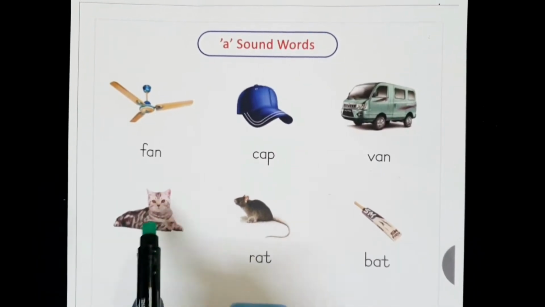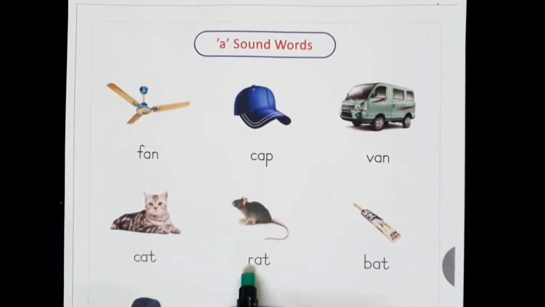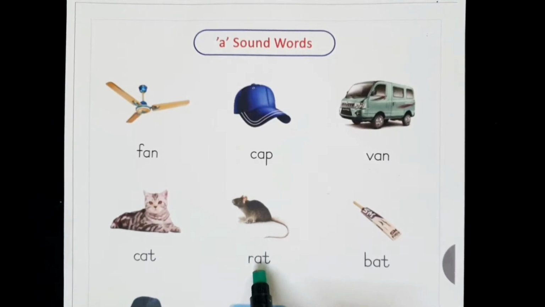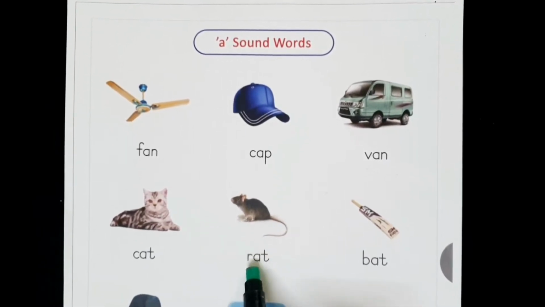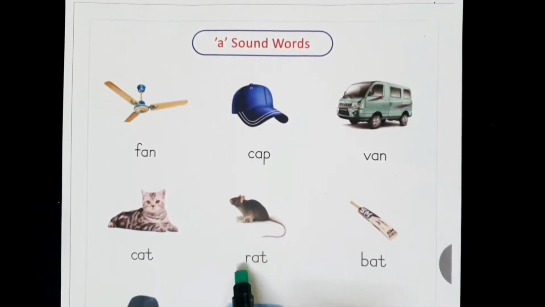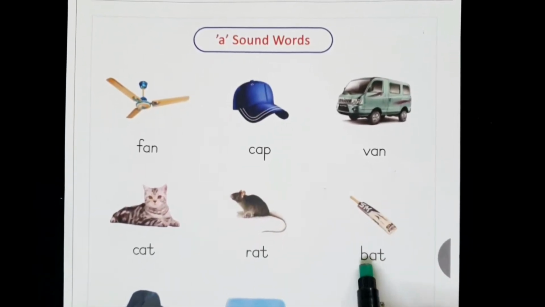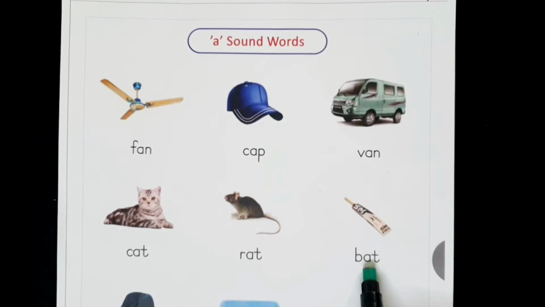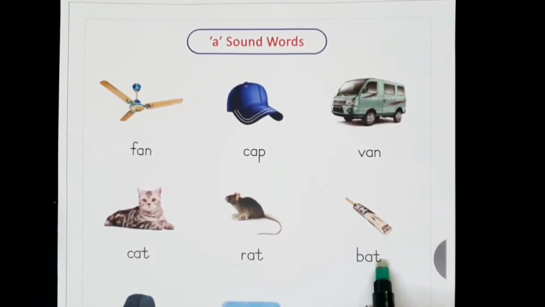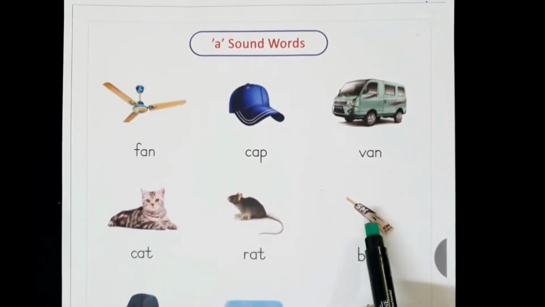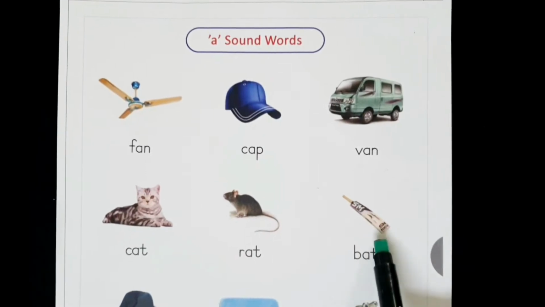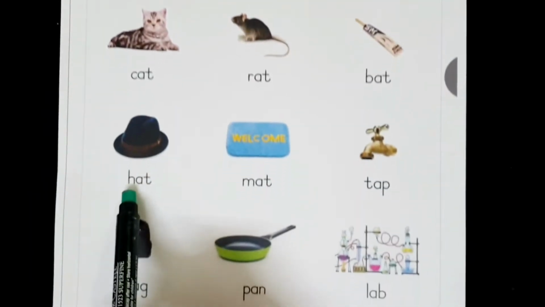C-A-T, cat. R says ra. A says a. T says ta. Ra, a, ta, rat. R-A-T, rat. What is this? B. B says ba. A says a. T says ta. Ba, a, ta, bat. B-A-T, bat.